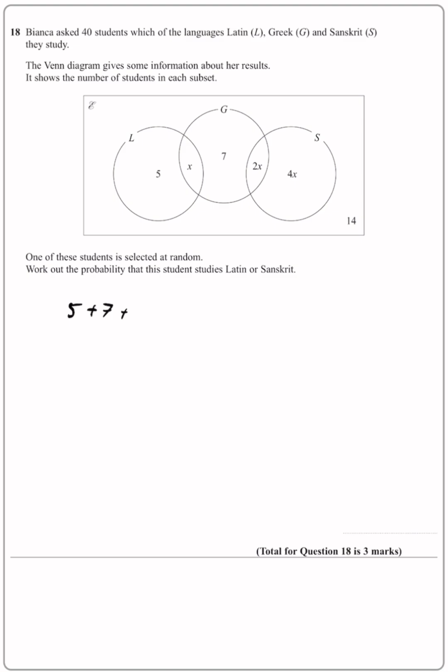We know one of the students is selected at random. Work out the probability that the student studies Latin or Sanskrit. So let's create an equation adding together all of the numbers in our Venn diagram. We know they must sum to 40. We can solve that to work out x.